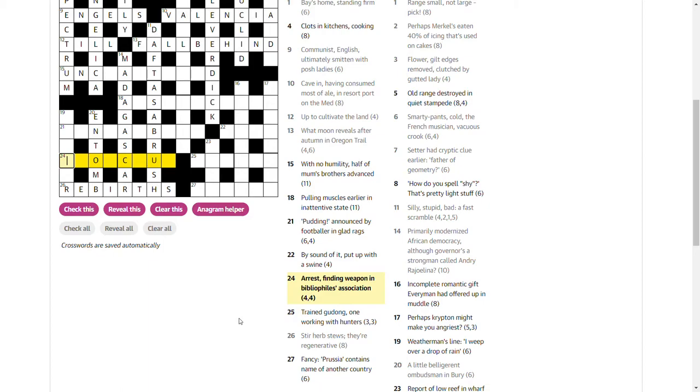Arrest finding weapon in bibliophiles association. Book club. Book club, bibliophiles association. So arrest is book and the weapon is a club. It's quite a straightforward one then.